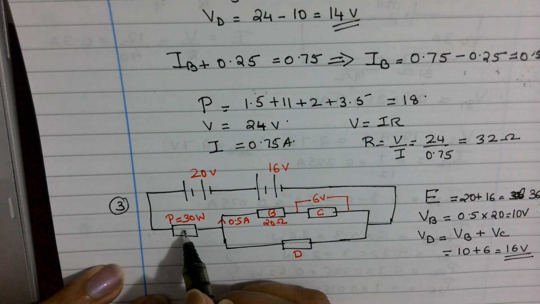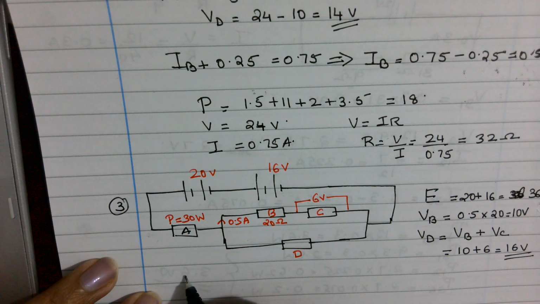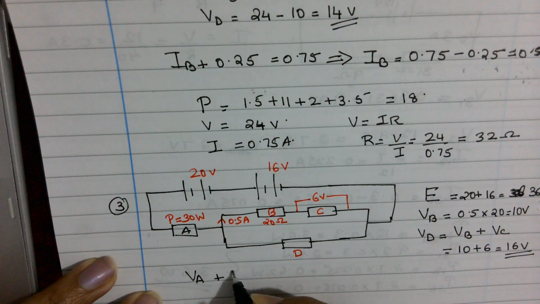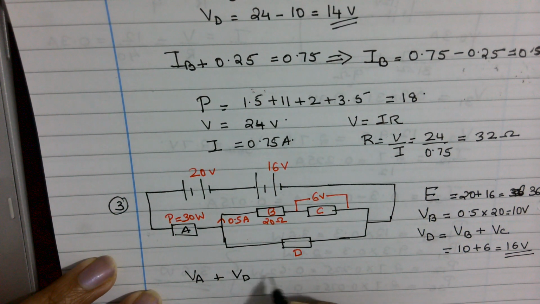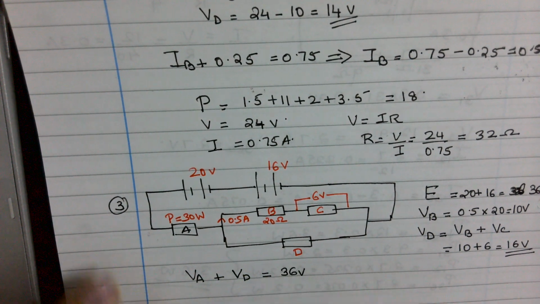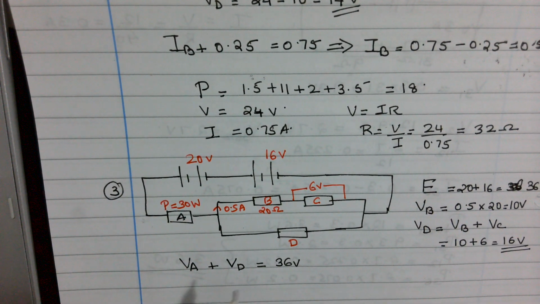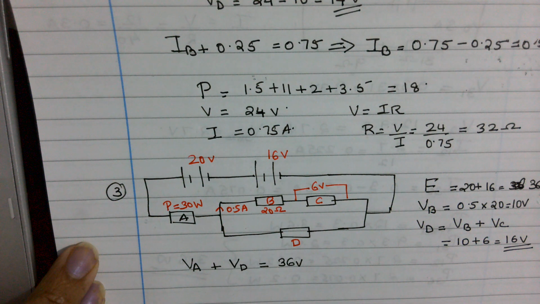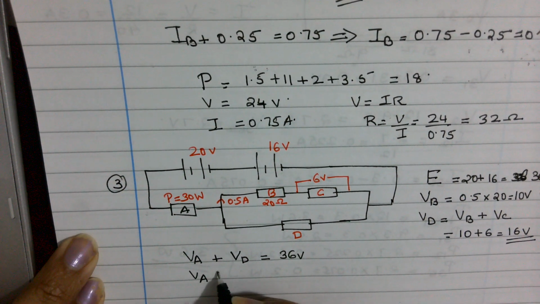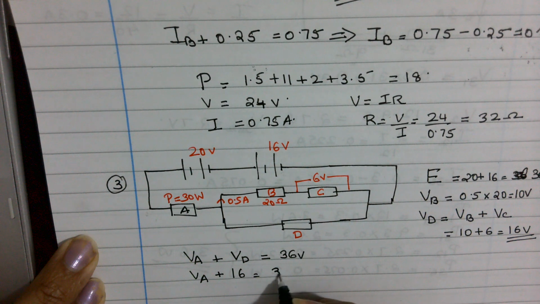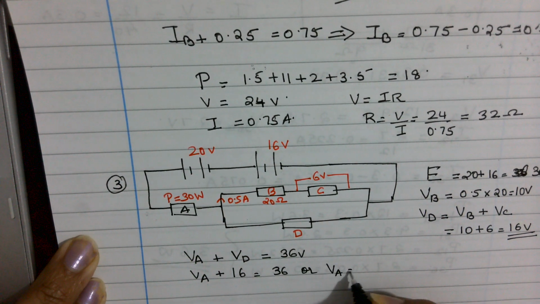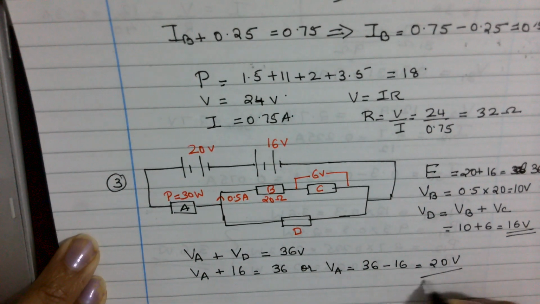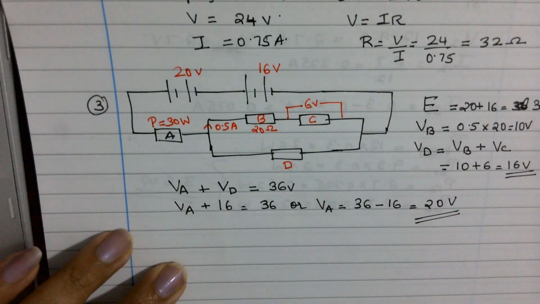Sorry, I forgot to label this. This is our A. So the voltage across A and the voltage across this parallel branch should add up to, let's say VD, 36 volt, isn't it? Even though I have written VD, it's basically this parallel branch, but it should be the same as VD or same as VB plus VC. So VA plus 16 is equal to 36, or VA equals 36 minus 16, you get 20 volt. Okay, so that much clear?